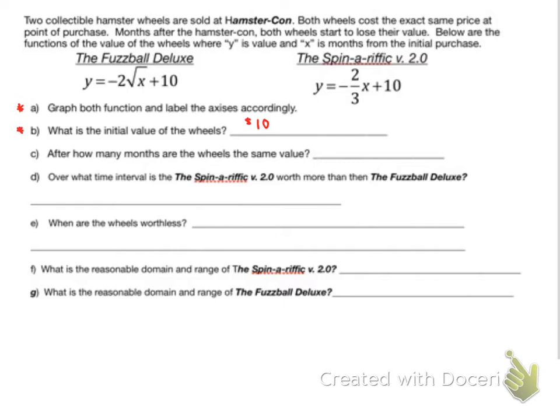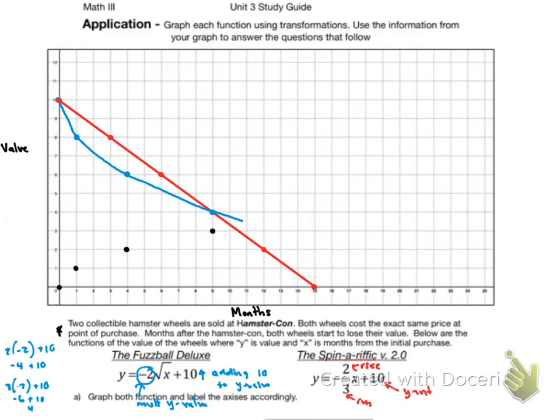After how many months are the wheels the same value? Same value means that the y's are the same, right? So y is values here. How many months was that? We're looking at, is this 9? I believe it's 9. So after 9 months, it's the same value.